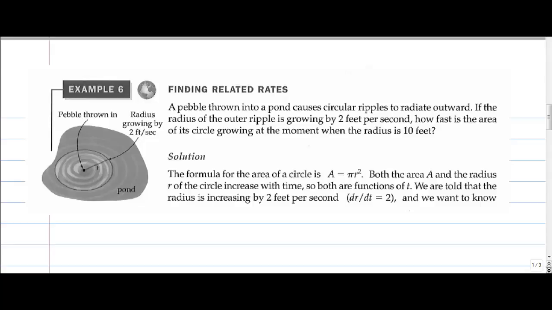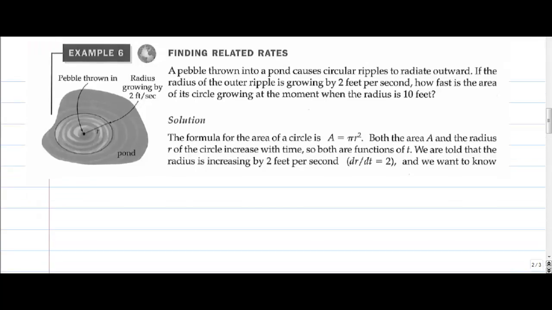Okay, example 6 says a pebble is thrown into a pond, causing circular ripples to radiate outward. If the radius of the outer ripple is growing by 2 feet per second, how fast is the area of the circle growing at the moment when the radius is 10 feet? Okay, so for these kind of problems, I always write down what's given and what we need to find. Okay, that helps keep it straight.